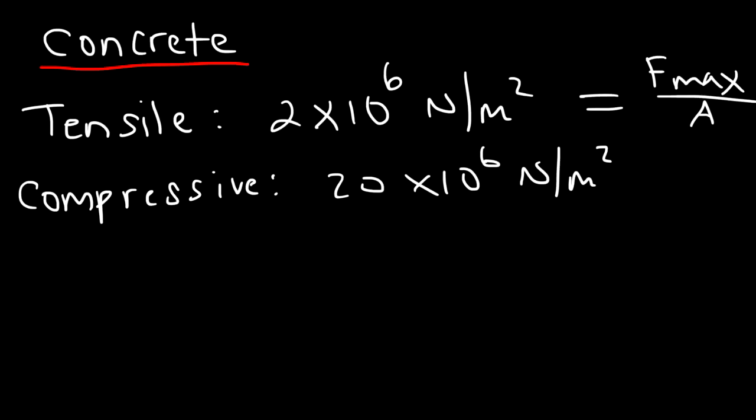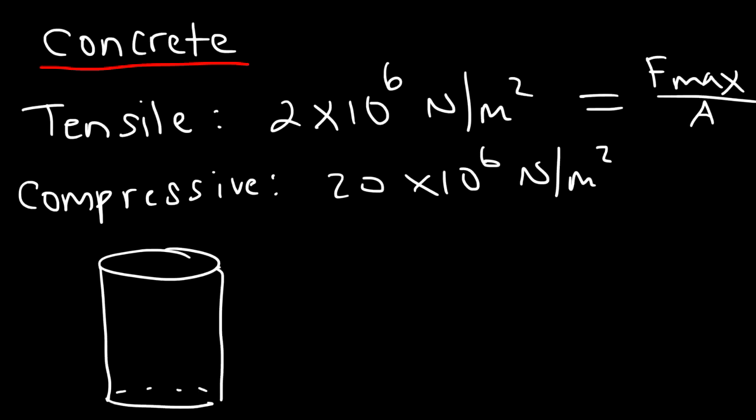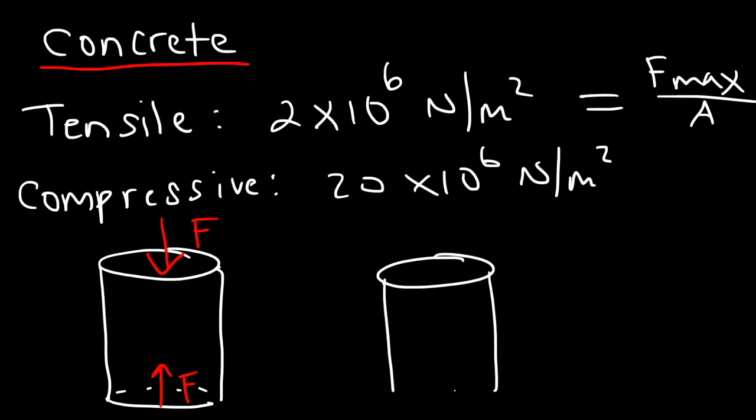Now notice that concrete's compressive strength is greater than its tensile strength. So what this means is that concrete is very difficult to compress. If you try to compress it, it's going to be strong in this direction. However, if you try to stretch concrete, let's say if you try to pull it apart, it's weaker in this direction. So it's a lot easier to pull apart concrete than to compress it. So concrete is very useful if you're trying to put weight on it. But if you're trying to stretch it, it's not as strong in that direction.